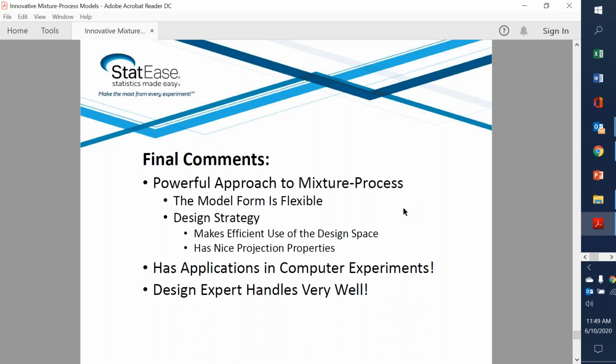I want to emphasize, sometimes we don't think about mixture and process variable designs as appropriate for computer experiments. Surprise, surprise. Yes, they are, okay? And Design Expert handles it very well.